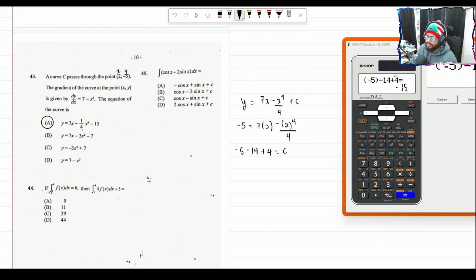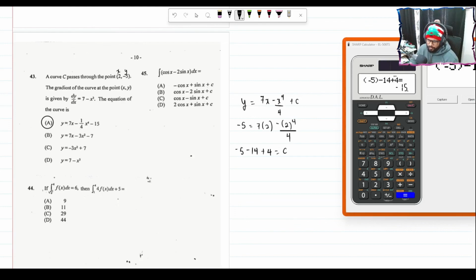Oh man, we didn't even have to do that, man. 7x minus a quarter x to the power 4. No other answer has that as my first two terms. But I didn't look at the answers. Alright, so just do as I say, not as I do. Look at the answers first and see if it could help you get your answer, right?